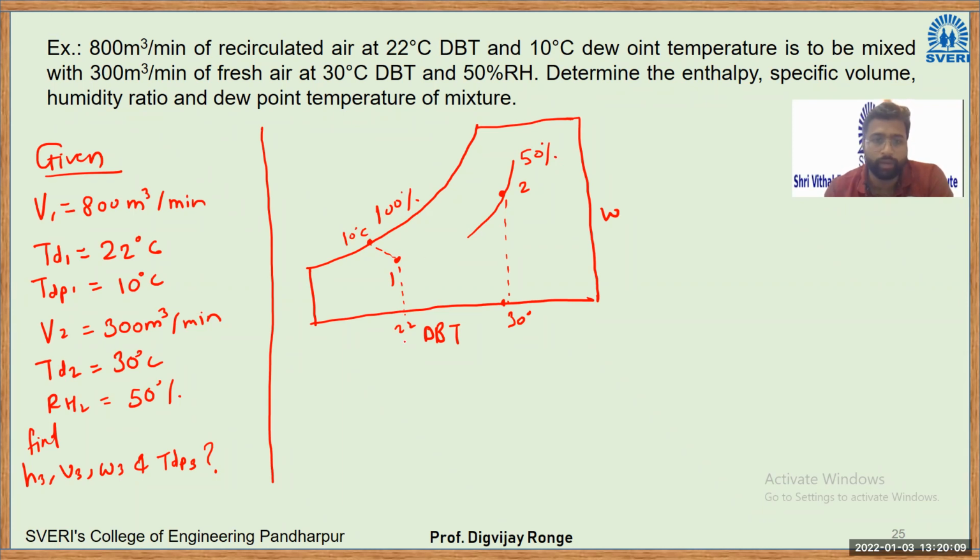Point 1 can be obtained by intersecting these two lines, the constant DBT line and the constant dew point temperature line. Then we have point 2 at 30 degrees Celsius DBT, and it will intersect with the curve with 50% RH. On the psychrometric chart also I will show. And then I have to join these 2 points. So this will be line 2, and somewhere on this I'll get point 3. Now that I have to find out.